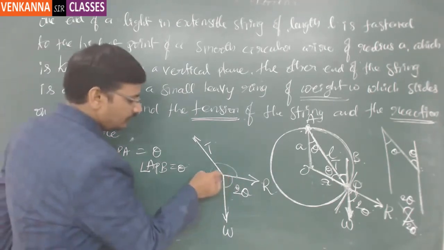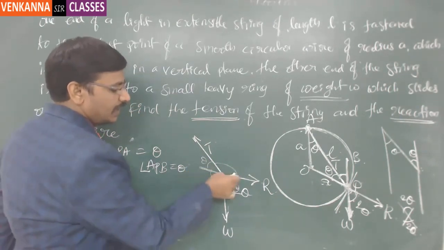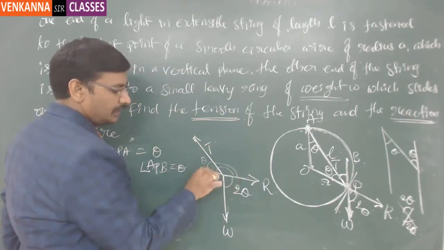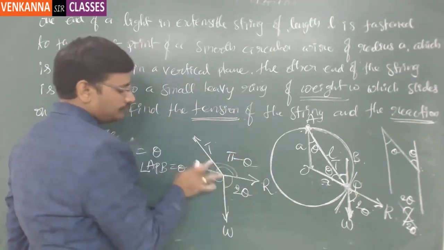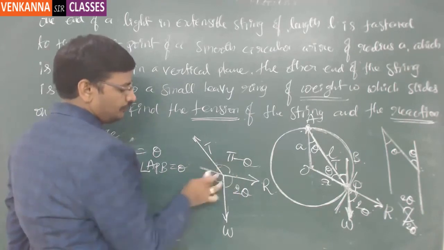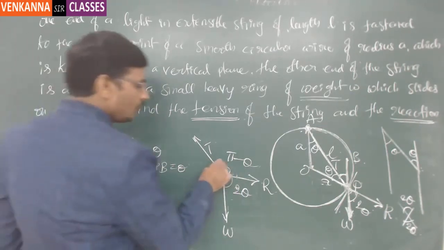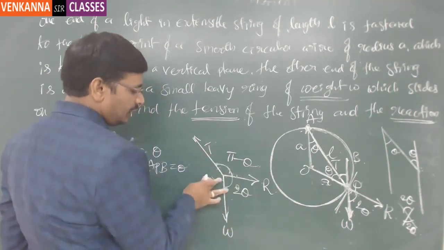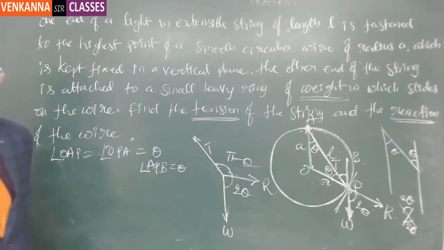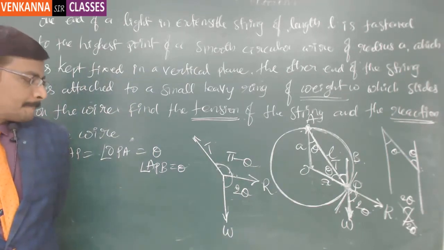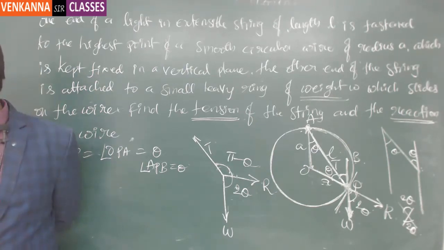So if we extend this, it is making an angle of theta. Obviously, one straight line will make an angle of 180 degrees. If it is 180 degrees and theta is less, then obviously this will be pi minus theta, right? Yes or no? Yeah. Now, what is the angle between T and W?